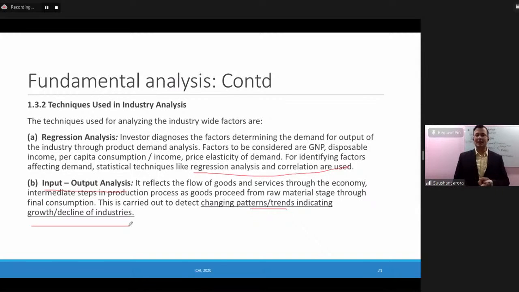So these are the two techniques used in industry analysis. The first is regression and correlation, which I'll cover today itself, around 9:30, 9:40. The second is input output analysis, which is done with the help of patterns and trends, which I will cover in the next class on Thursday, when we study the technical analysis chapter. So you will understand what patterns and trends are. It's a very big chapter, so we'll try to complete that. I hope that's okay, guys. Okay, chalo.